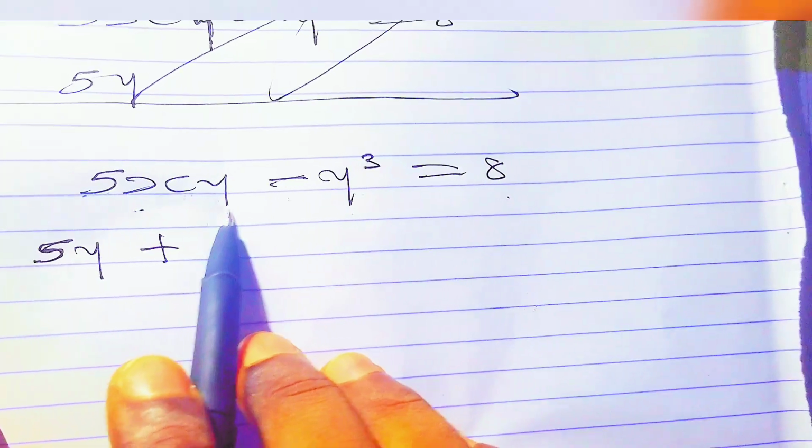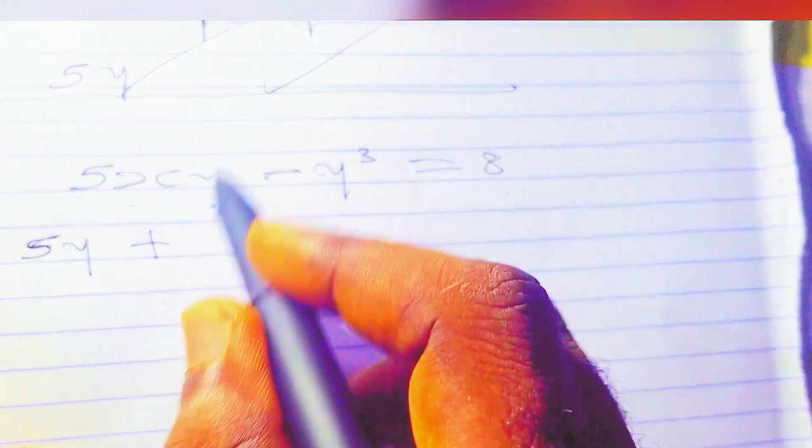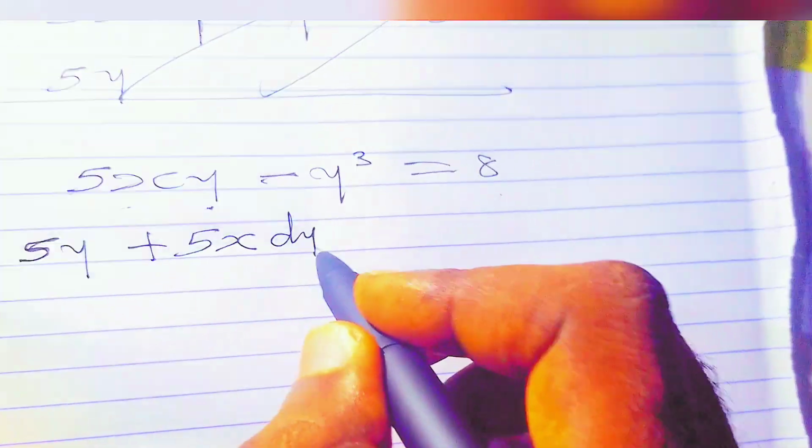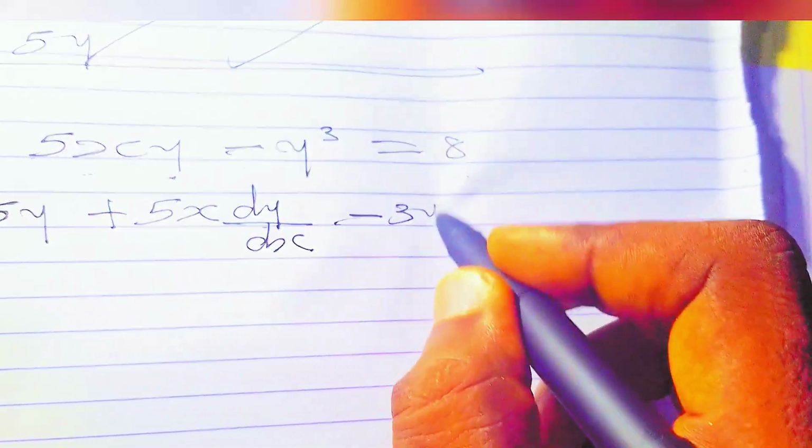Plus, we need to differentiate the y part here. Differentiating y here is still going to give us 1, then 5x times 1 is still 5x. So it's 5x. Then because it is y we differentiated, it carries the symbol dy/dx, minus, of course, differentiating y cubed. That gives us 3y squared.